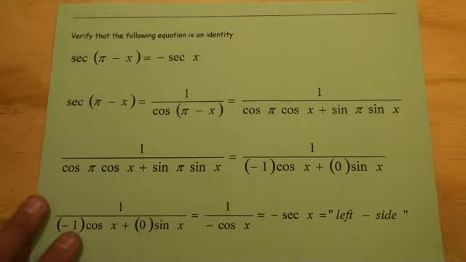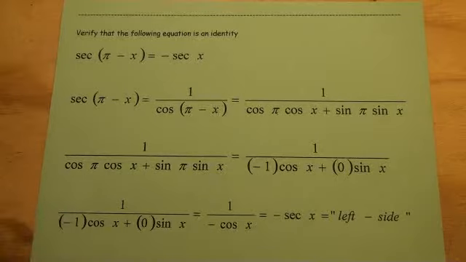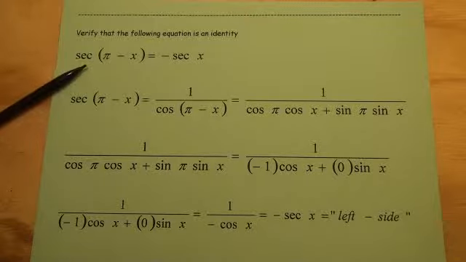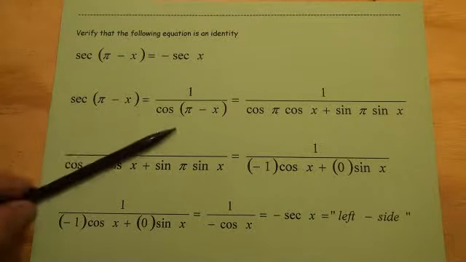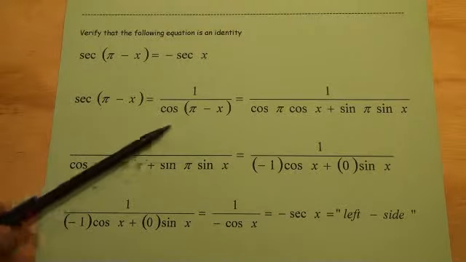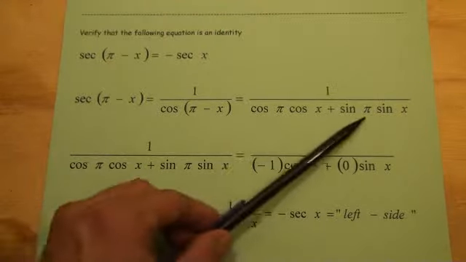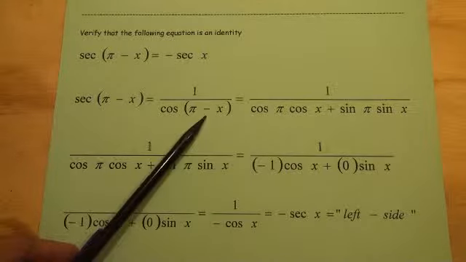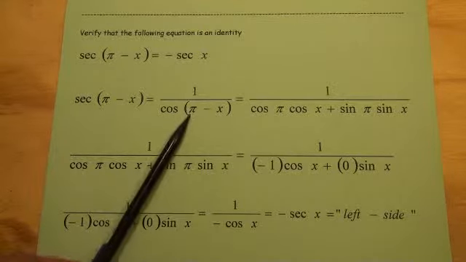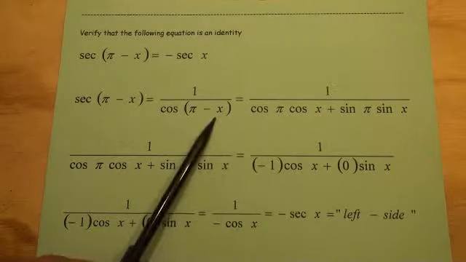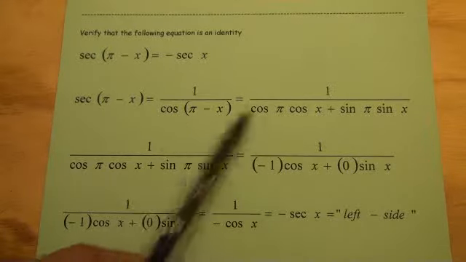Let's move on. Verify that secant of pi minus x equals negative secant x. And what we remember, hopefully, from previous videos, when we verify trig identities, you work with the more difficult side. So here we are. Work with the left side. We're going to change secant into 1 over cosine. There we are. And then, of course, because this is cosine and a subtraction, we can use this cosine subtraction identity. So cosine pi times cosine x plus sine pi sine x.